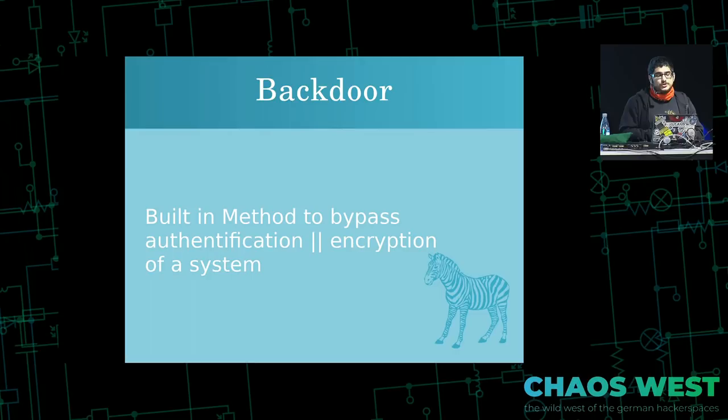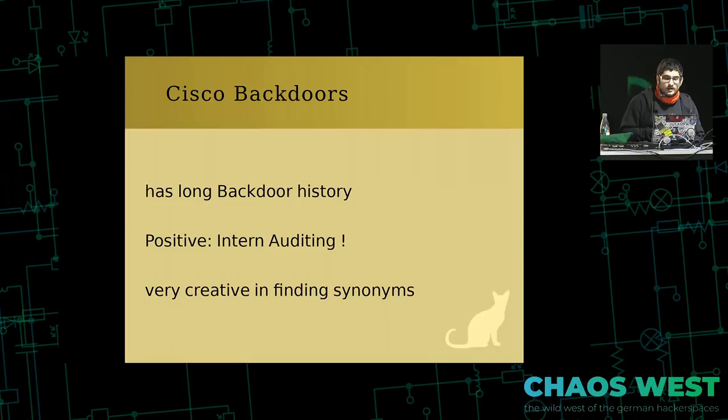terminology. So backdoor. A backdoor is a built-in method to bypass authentication or encryption of our system. And I have two examples for a backdoor. The first one is Cisco. Cisco is a big network equipment vendor, and it has a long backdoor history. But there is a positive thing. They are doing internal auditing, and they found quite a lot of backdoors during their internal auditing. So that's a positive thing.